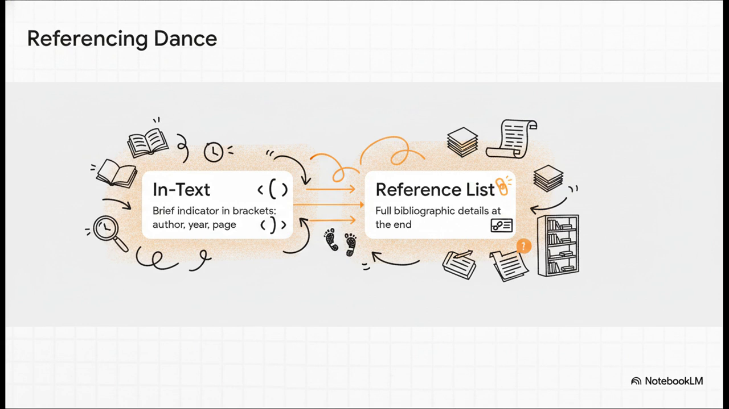That's the brief little indicator you drop right into the body of your text, inside round brackets, showing the author, year, and page number if you're quoting directly. Then Step 2 is your reference list entry at the very end of your document. These two pieces have to link up perfectly so your reader can spot the name in a paragraph, flip to the back, and instantly find the full details.